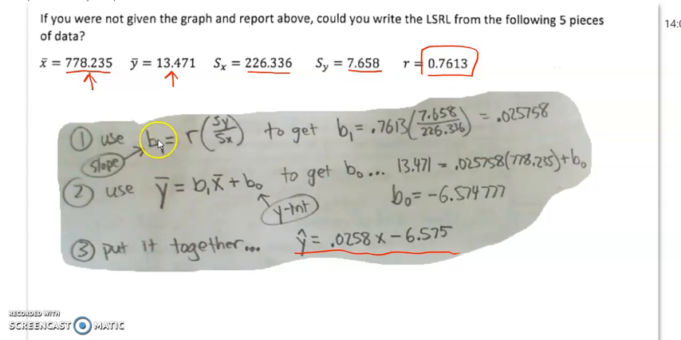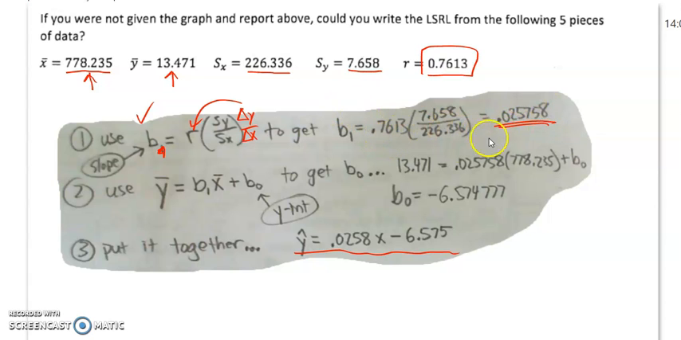These formulas are on the formula sheet that you get. B sub 1 is the slope, and it's just the correlation times the standard deviation of y over the standard deviation of x. And that kind of makes sense. The change in y's, the variation in y, over the change in x. That's rise over run, isn't it? And then we just multiply it times this correlation to give it a strength, and then you get that slope.